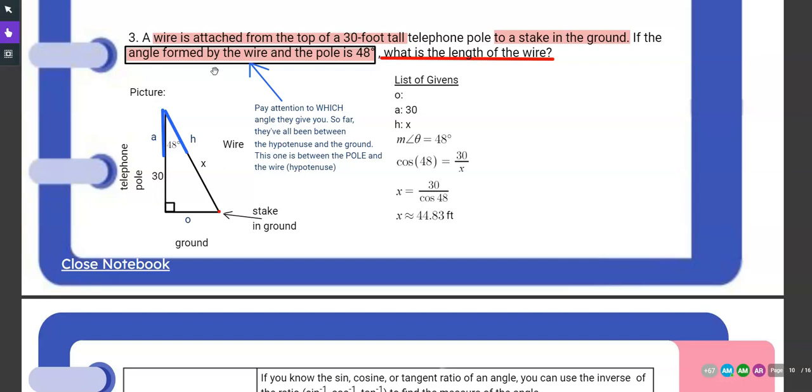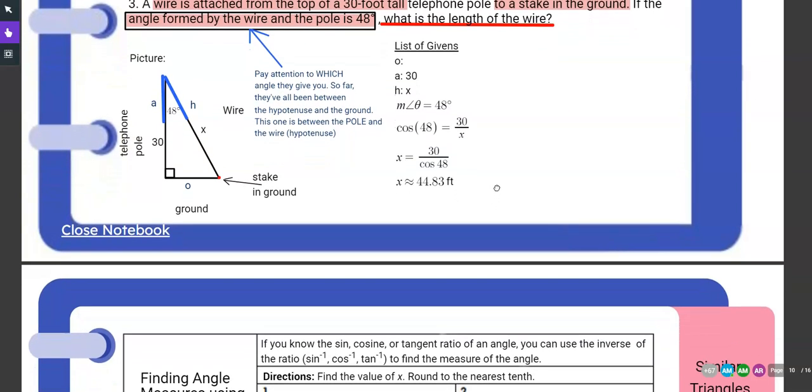So my pole is 30 feet. There's a 48-degree angle between the pole and the hypotenuse. And we have information about the hypotenuse and the pole. Adjacent is 30, hypotenuse is x, measure of angle is 48. Cosine of 48 is equal to 30 over x, and so therefore x is approximately 44.83 feet.